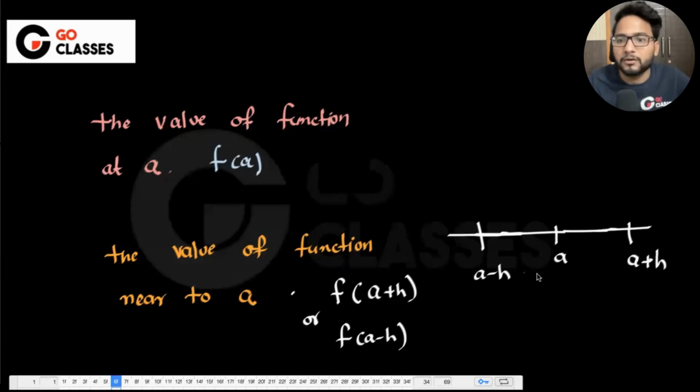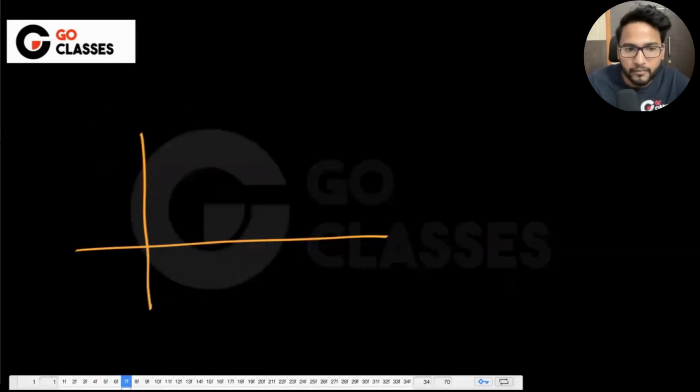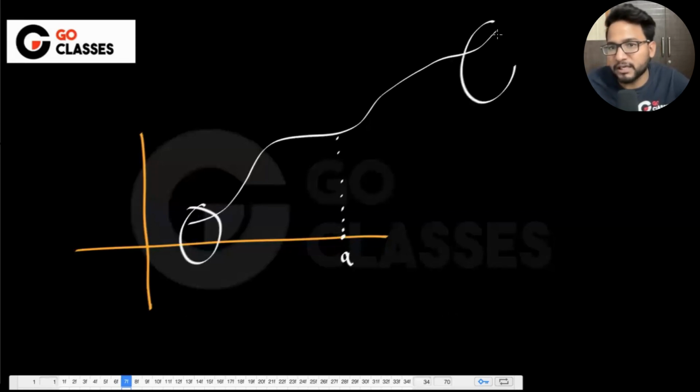Okay, cool. So this is a minus h. Whenever I say that I'm coming from the left, it is a minus h. Now let me just make it very clear. Let's suppose there is some function, whatever it is, and this is a. If I ask you what is the value of the function near to a, do I mean this near, or this near, or this near?